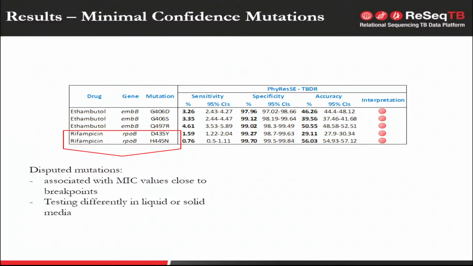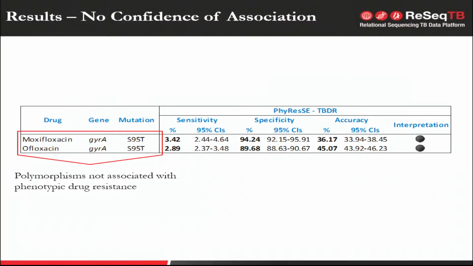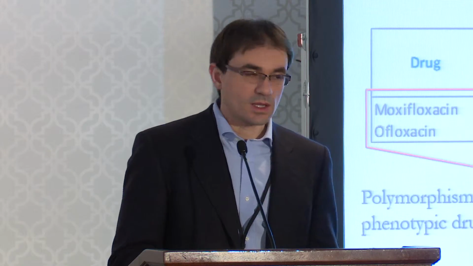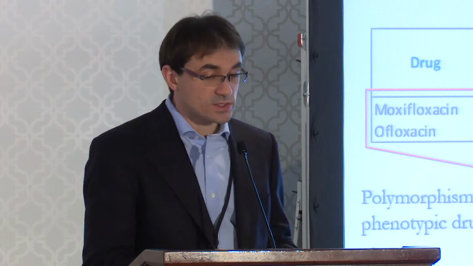And then we also have minimal confidence mutations, and here we have some rare mutations for ethambutol, but also the 516Y for rifampicin, or other mutations that we know, again, can have different MIC values according to the testing method used. And what has also been tested is the performance of this approach on mutations that we know are not associated with resistance, and this is the case of the S95T polymorphism in the GYRA gene. And as you can see here, the mutation is rated as not associated with resistance.